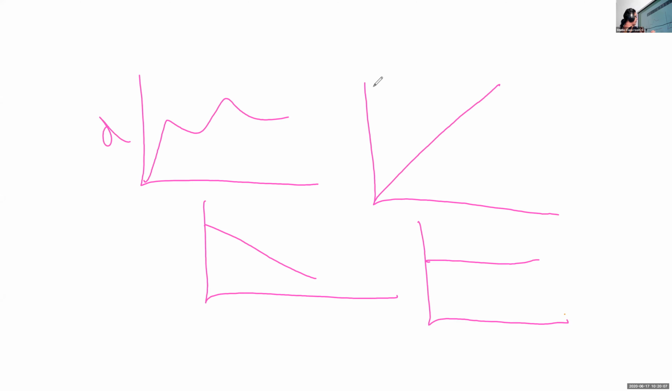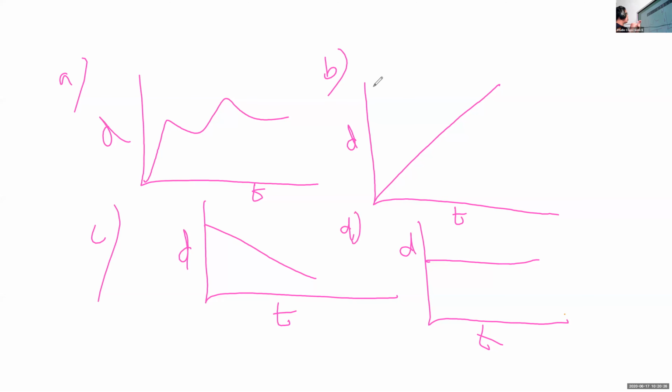I'm just writing D for distance, T for time. Can you see all these four graphs, children? Yes, ma'am. Okay. So let us call this A, this B, this C, this D. On the y-axis, D means distance, and on the x-axis, T means time. So this is one pattern of questions that can be asked on the basis of these graphs.